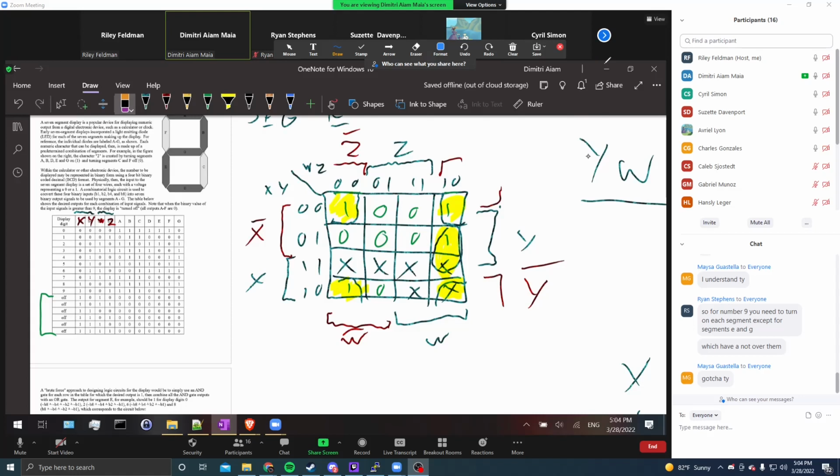They give you 0. So if you wanted a 2 to be lit up, you'd do A, B, D, E, and G. All those would have to have their own K map and circuit.